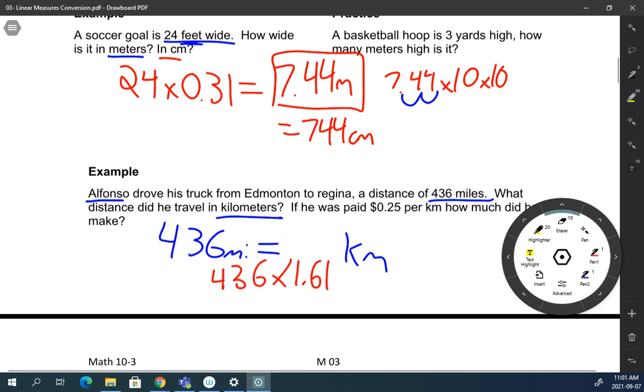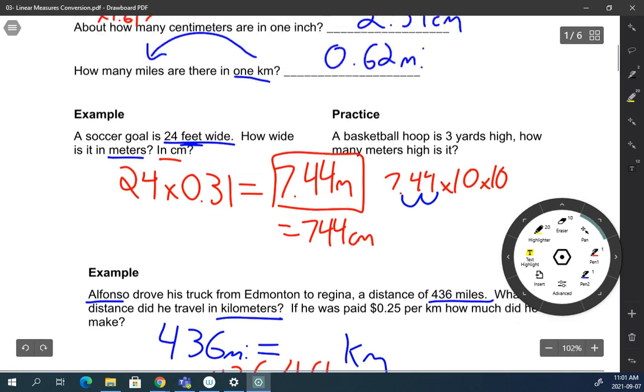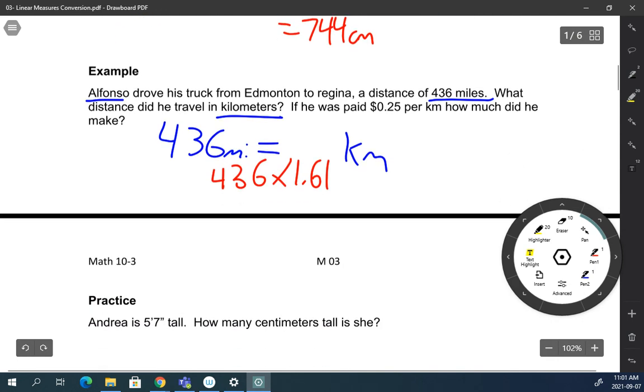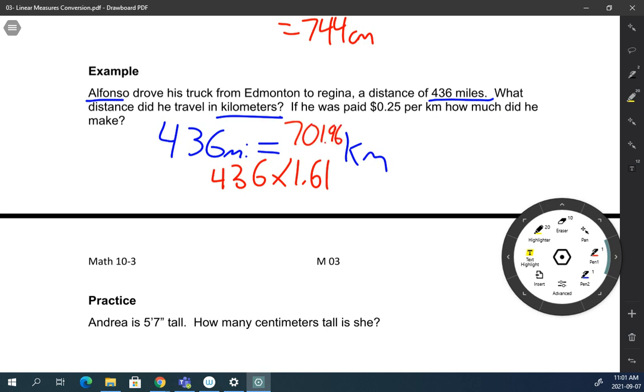If we were going from kilometers to miles, starting with 1 kilometer, then we would times by 0.62. 701.96. That's how many kilometers it would be to drive that distance.